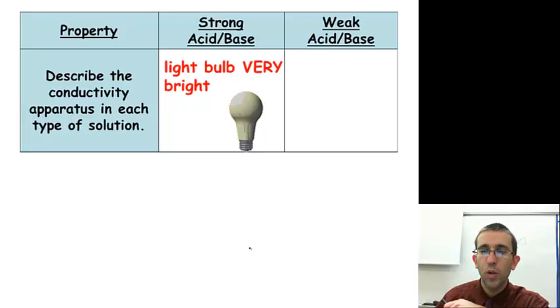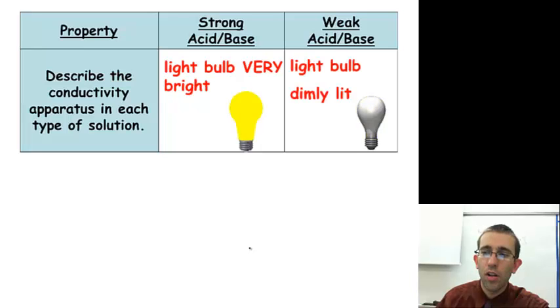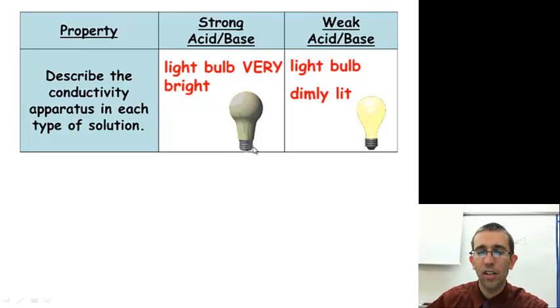Alright, so once again, strong acid base, very bright light bulb. Weak acid and base, very dim light bulb, and you can see the difference in the two here. If these were hooked up to a conductivity apparatus, strong acid or strong base, very bright light bulb. Weak acid, weak base, very dim light bulb. All right, give you a second to copy that down.